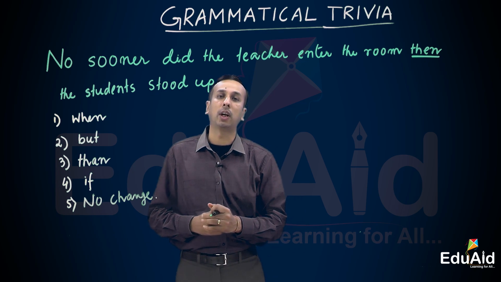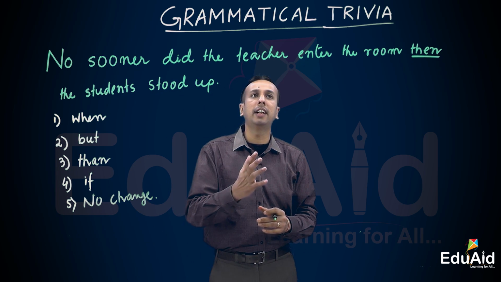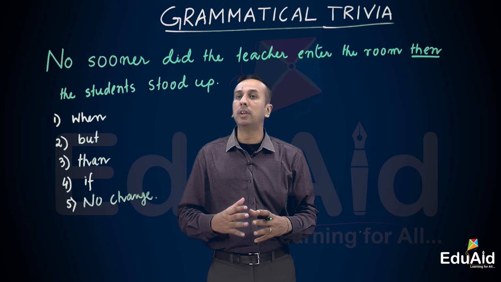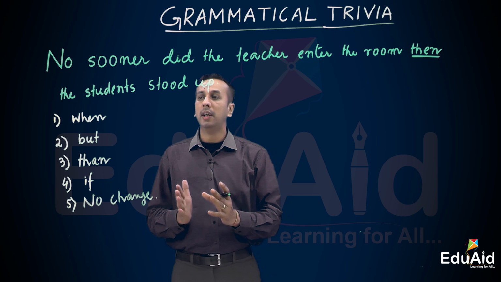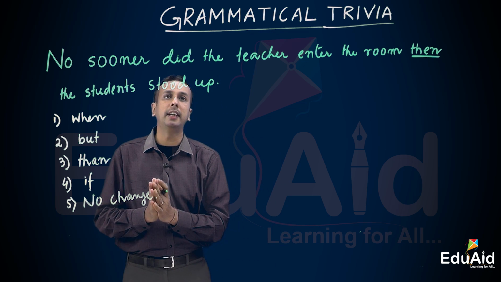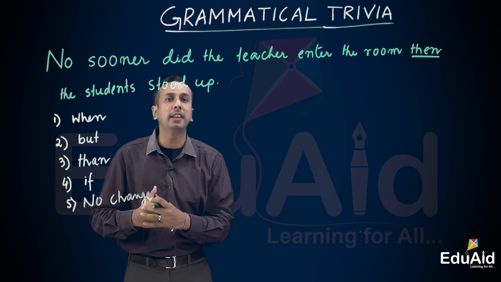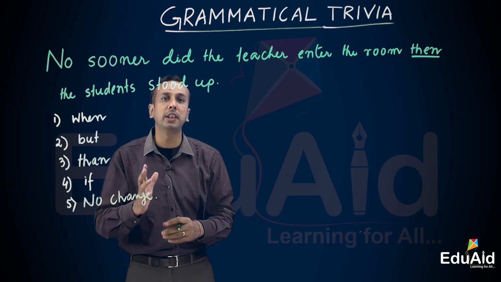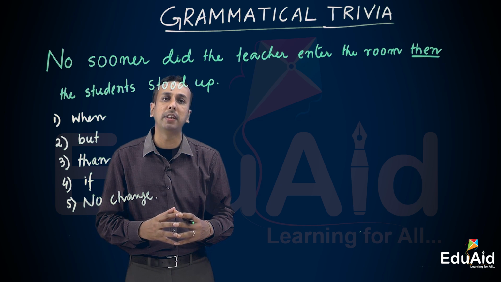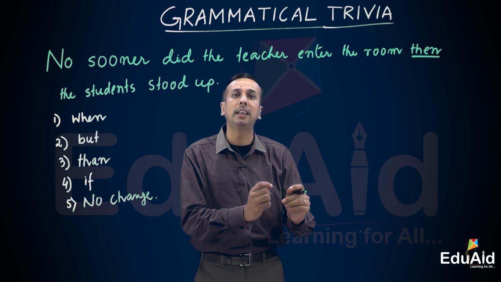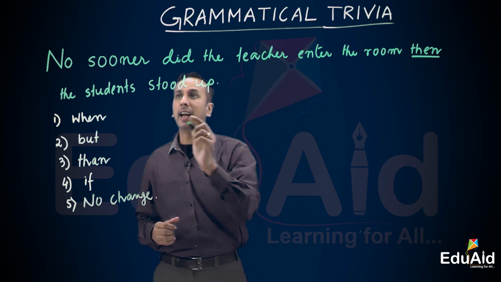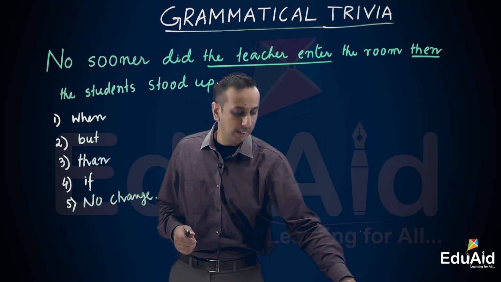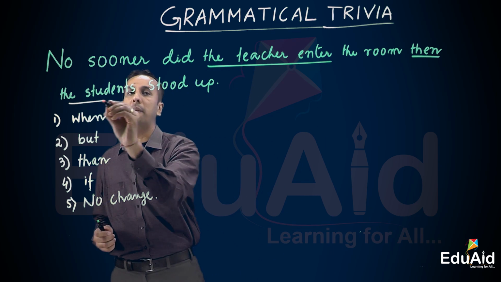See the sentence: No sooner did the teacher enter the room than the student stood up. Now if you pay attention to the sentence, can you tell me how many actions have taken place here? One simple question to all of you. You will say obviously there are two actions. One is the teacher entered the room. The other is the student stood up.